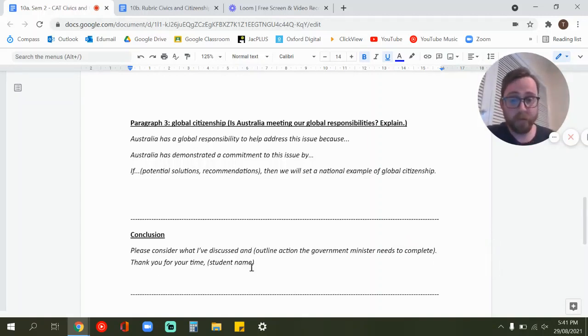Because if you haven't got this conclusion at the end, the person reading it's going to say, oh, that was nice, and then walk off. This is where you demand, this is where you request that specific action, specific changes need to take place. We need to do what I've suggested here to be a new and improved global citizen. So make sure you are outlining specific action, or you are asking a specific question.